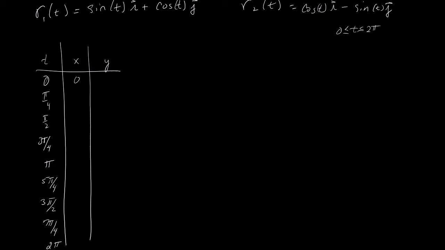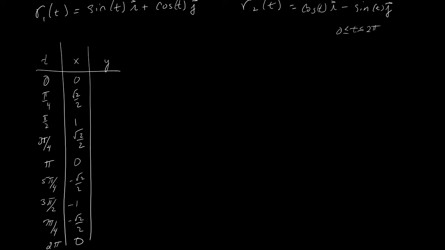So sine of 0 is 0. Sine of pi over 4 is root 2 over 2. Sine of pi over 2 is 1. Sine of 3 pi over 4 is root 2 over 2. Sine of pi is 0. Sine of 5 pi over 4 is negative root 2 over 2. Sine of 3 pi over 2 is negative 1. Sine of 7 pi over 4 is negative root 2 over 2. And sine of 2 pi is back to 0.